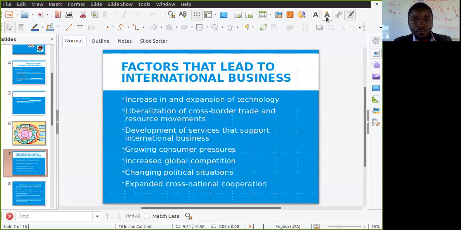Let's look at liberalization of cross-border trade and resource movements. For example, if Zambia and Zimbabwe had a trade partnership, and the terms of trade that these two countries were experiencing were very stiff, in that they were having high tariffs, strict import quotas, etc. And then at the end of the day, we see a situation where these trade policies are liberalized, in that we experience an environment where free trade is the key for both countries.